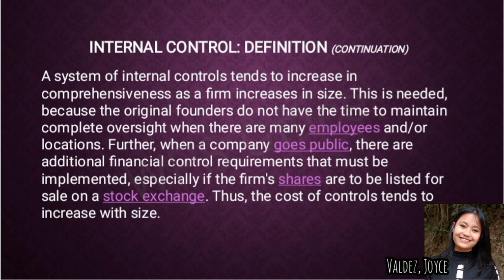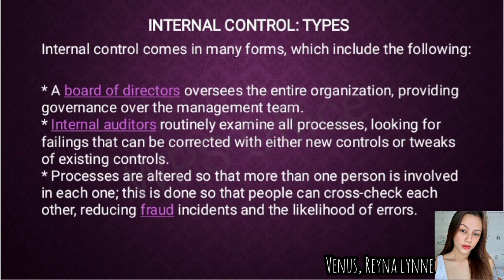So in simpler words, internal control is a procedure or policy put in place by management to safeguard assets, promote accountability, increase efficiency, and stop fraudulent behavior. In other words, an internal control is a process put in place to prevent employees from stealing assets or committing fraud. Internal control types. Internal control comes in many forms, which include the following.